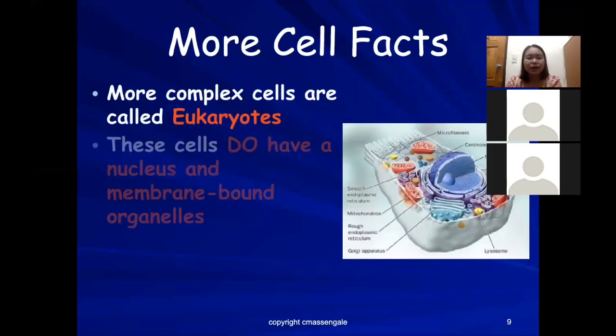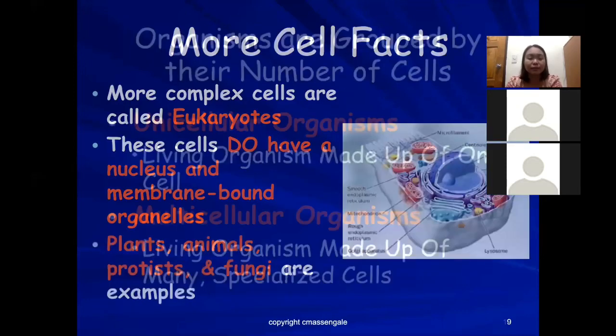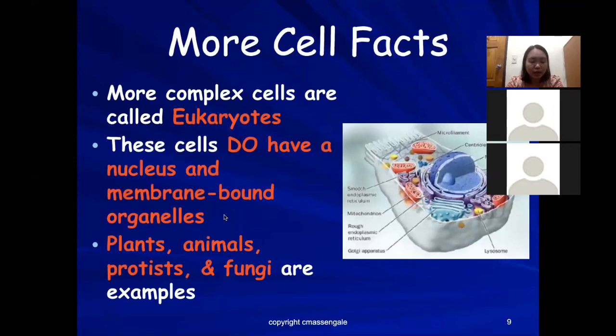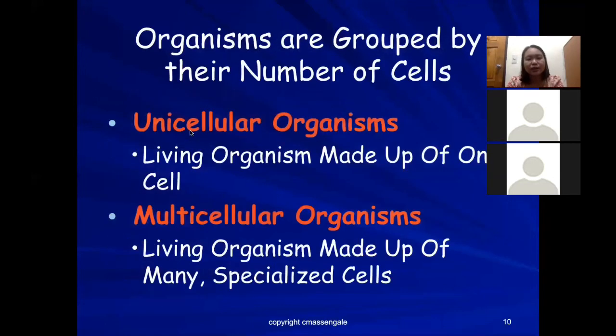So, the rest of the kinds of organisms are already eukaryotes because they have a nucleus. So remember the U, it's for the nucleus. So organisms are also grouped based on the number of cells.